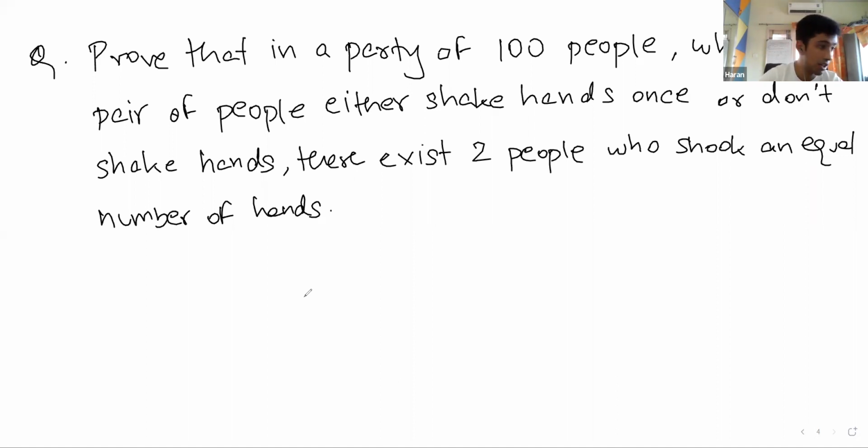Or if A and B both didn't shake hands with anyone else and only shook hands with each other, so A shook B's hand and B shook A's hand, even then they shook an equal number of hands. They shook 1 hand each. Or if they didn't shake hands at all, they shook 0 hands each, which is still equal, right? So I want you to show that no matter what happens in this party of 100 people, if every pair either shakes hands once or doesn't shake hands, then you can find 2 people out of these 100 who shook an equal number of hands. I'm not saying it's true for any 2. You can find 2 such people.